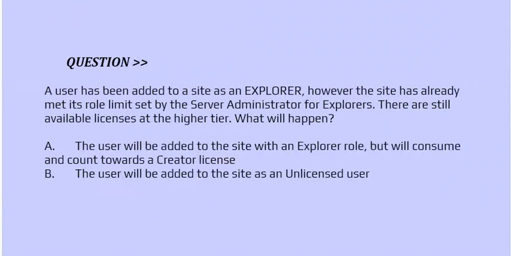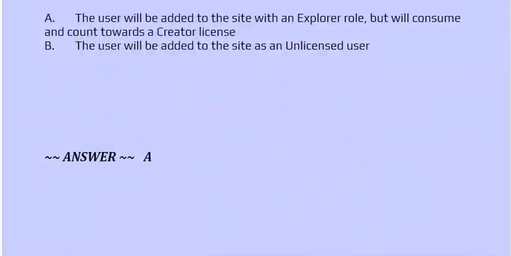Next question is, a user has been added to a site as an Explorer. However, the site has already met its role limit set by the server administrator for Explorers. There are still available licenses at the higher tier. What will happen? Option A. The user will be added to the site with an Explorer role, but will consume and count towards a Creator license. Option B. The user will be added to the site as an unlicensed user. Correct answer is option A.